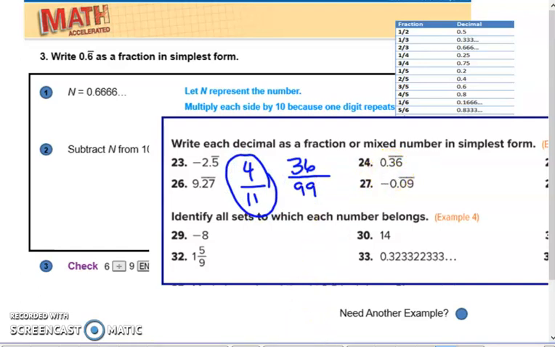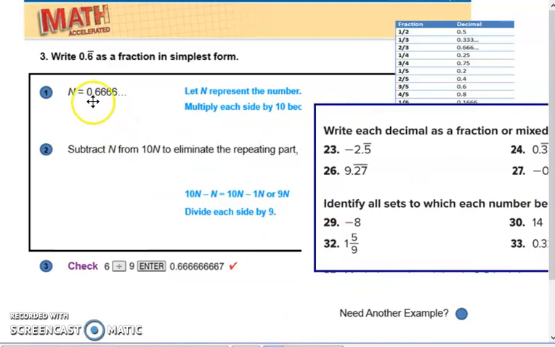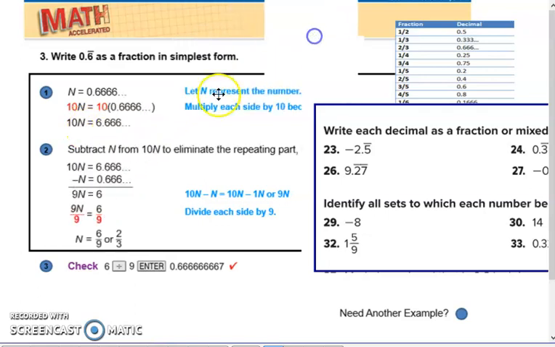Now, let me erase that here and show you what I mean, that the way the book does it is quite hard. Looking here, this is what the book does. They want you to write it as a fraction in simplest form, like we just did with 0.36, but they tell you to do it this way: you multiply each side by 10, and you get 6.6666, and then you subtract. Well, just divide it by the number of 9s.